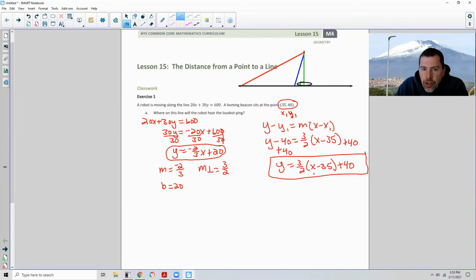This is the equation of our line. So how do I find where this line is going to intersect this line? Well, you see this y right here? We're going to substitute the value of y into that so that we find the x value that would make that true on that line.